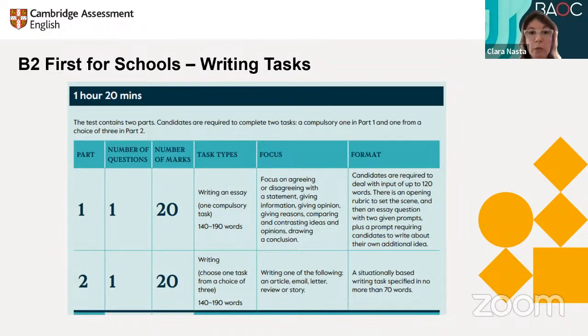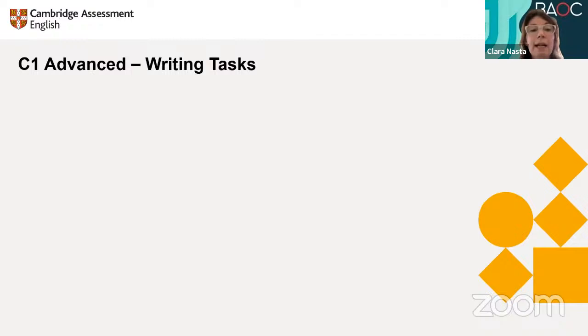Then, because we said that this morning we're going to concentrate on B2 and C1, we find that in C1, they are also faced with 2 tasks. In part 1, they are asked to write an essay. It's a discursive essay. Again, it has to do with showing their ability to express ideas and play with those ideas, oppose them, arrange them in a way that they are supportive of the strongest idea in the piece.